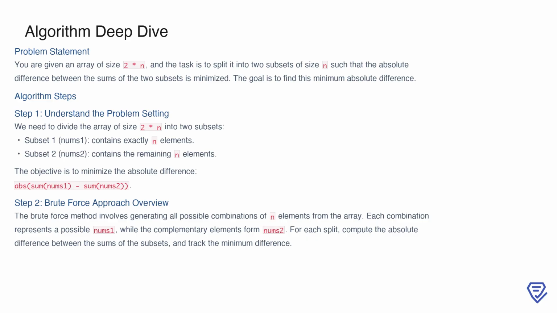This involves generating all possible combinations of n elements from the array to represent nums1, while the remaining elements form nums2. For each split, we calculate the absolute difference between the sums of the two subsets and keep track of the minimum difference found across all combinations. Although this method guarantees the correct solution, it's computationally expensive, and we'll explore why in subsequent steps.